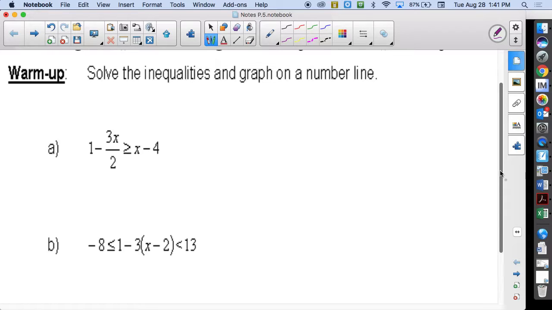Would you subtract the 1 from each? Yeah, that sounds good. Take the 1 to the other side.